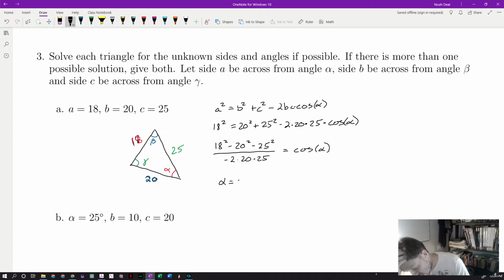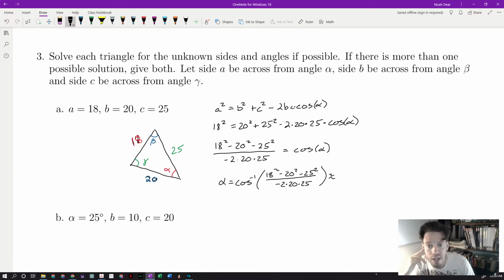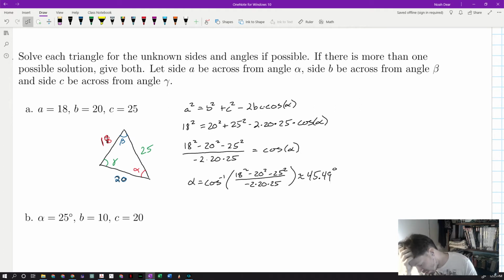So alpha equals the cosine inverse of 18 squared minus 20 squared minus 25 squared, all over negative 2 times 20 times 25. And here we should get 45.49 is what I had there before. Degrees. And that does look right. All right, so now we've got alpha.